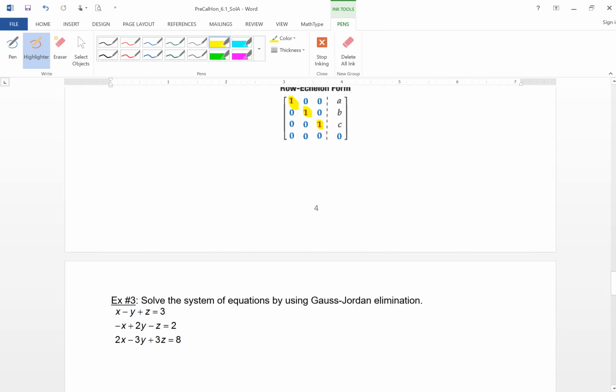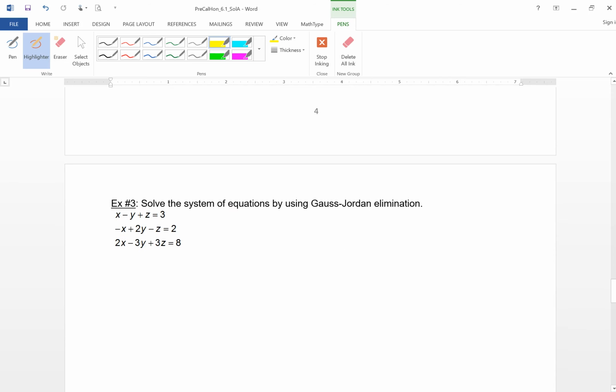Okay. So here we're going to solve this one using Gauss-Jordan elimination. The process is the same in the beginning. So let's start. The matrix is 1, minus 1, 1, 3, negative 1, 2, negative 1, 2, 2, minus 3, 3, and 8.